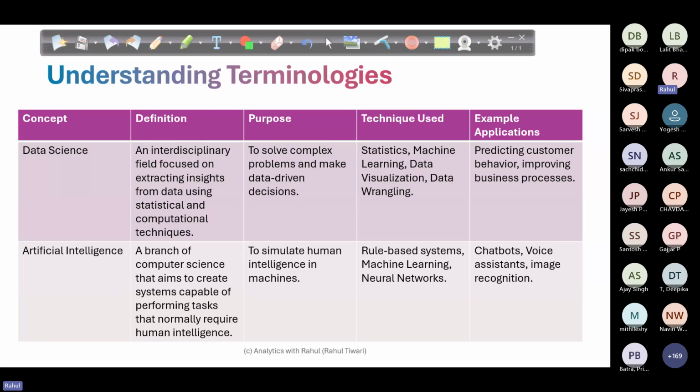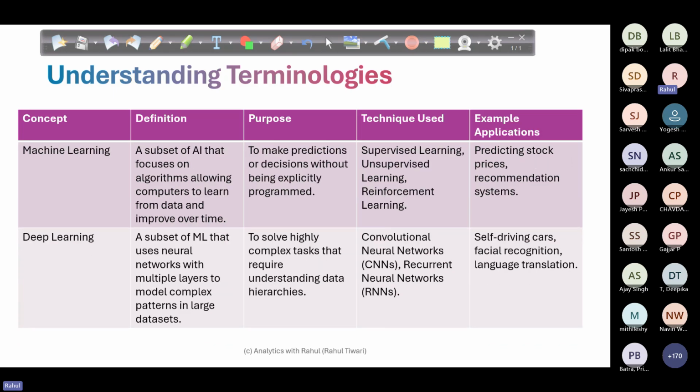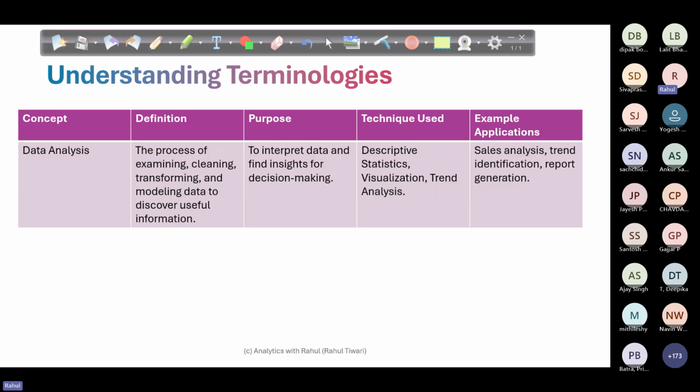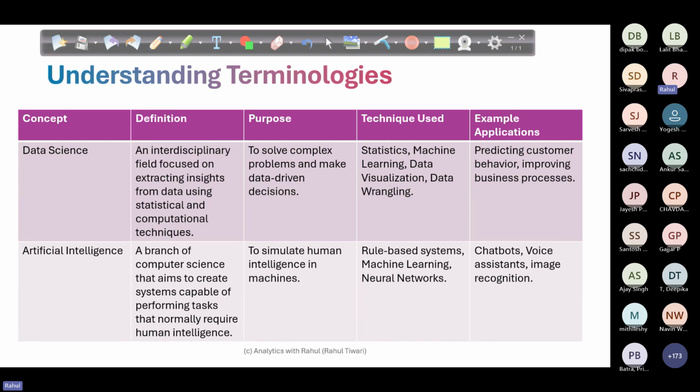You must have heard various terminologies about the data world, right? What is data science? What is artificial intelligence? What is machine learning? What is deep learning? And what is data analysis? Here you can see a quick tabular format which will help you understand the differences between these terminologies.